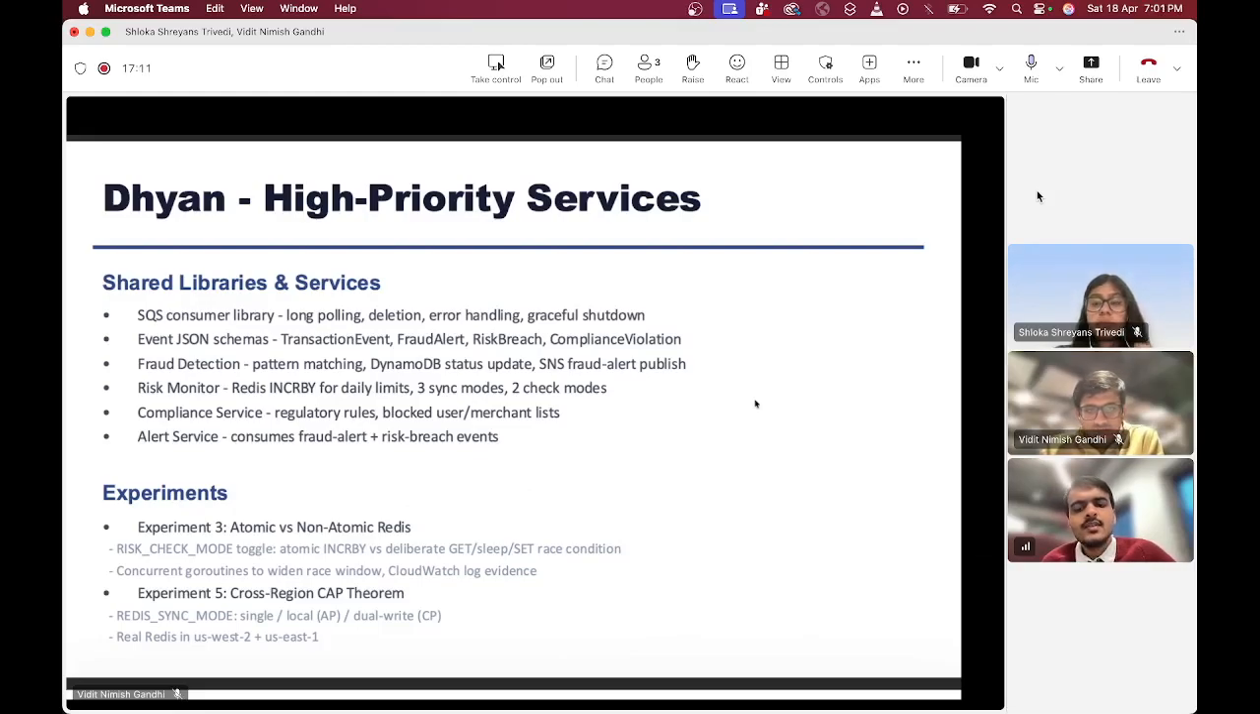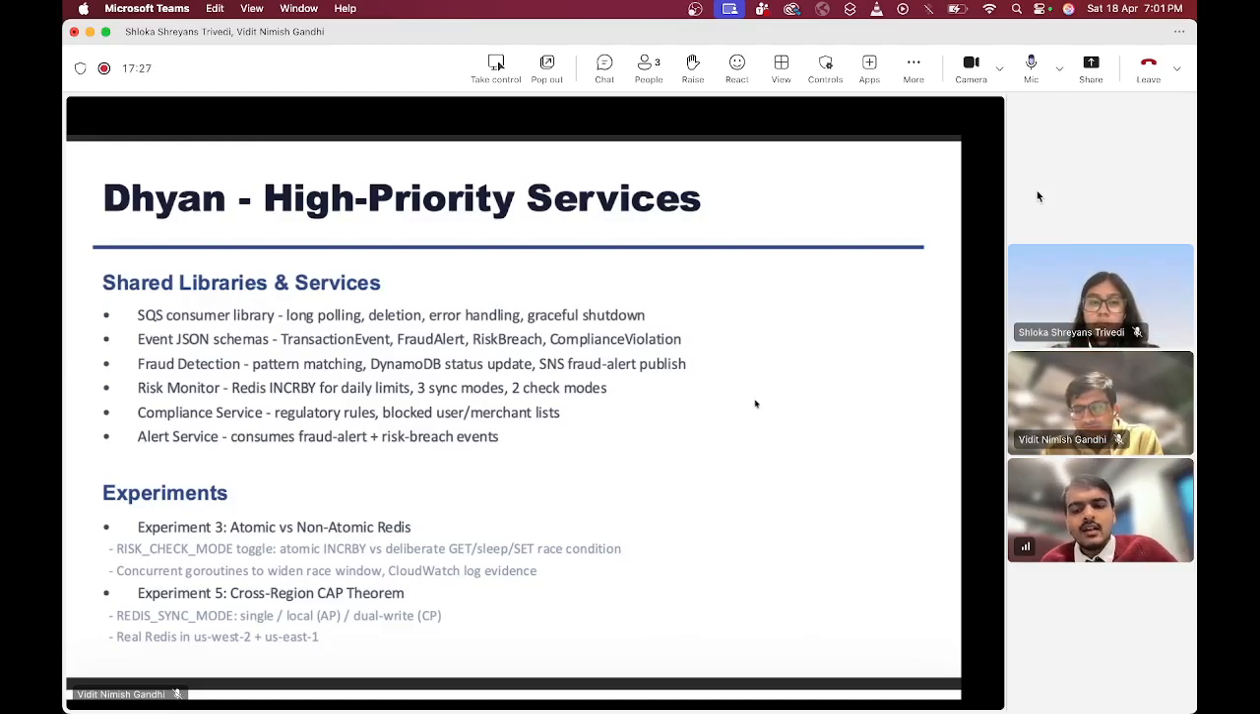The compliance service checks against regulatory rules, which are the blocked user list, blocked merchant list, and transaction amount thresholds like the $10,000 reporting requirement. When a violation is found, it updates DynamoDB and publishes a compliance violation event.